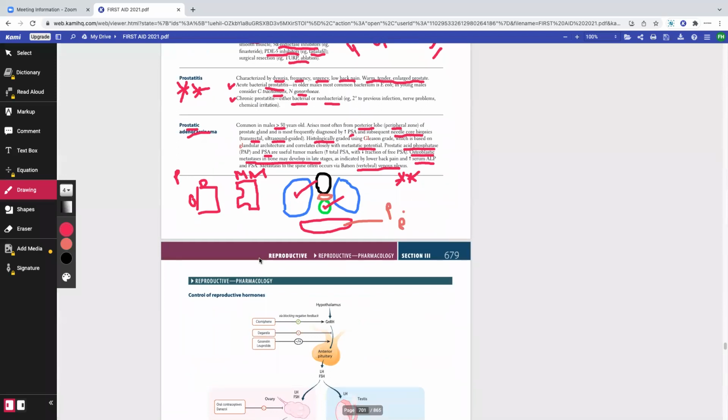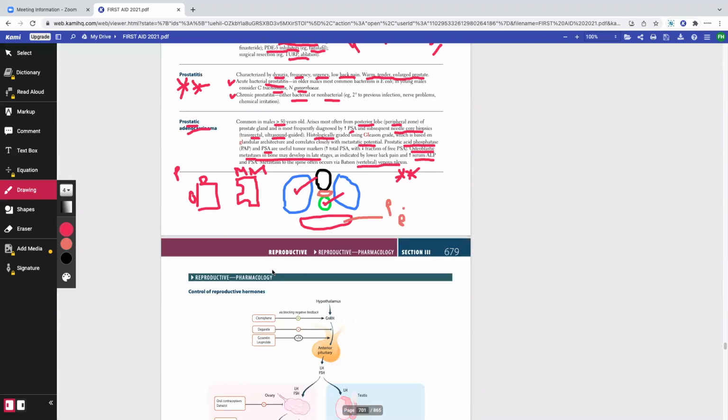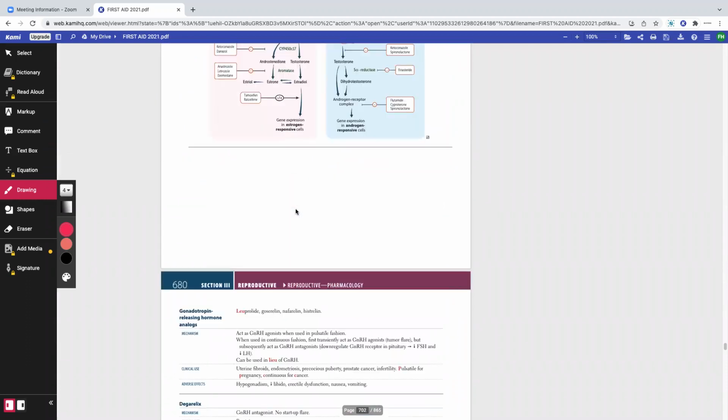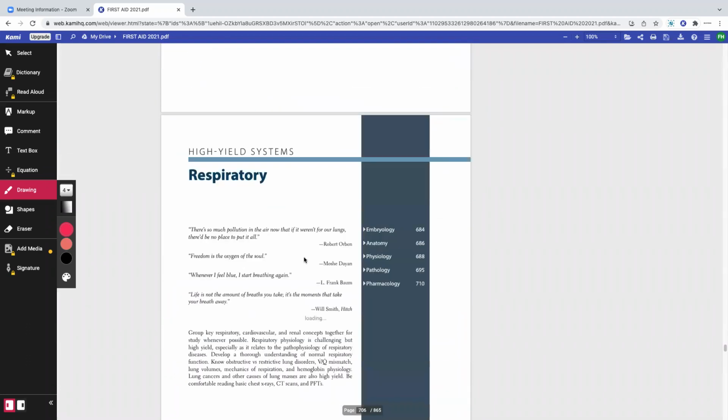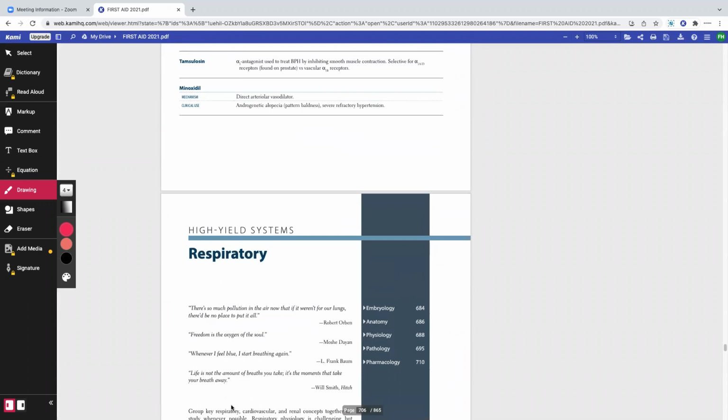Okay, so I'm going to give you exactly 2 minutes to read this page. Then I'm going to move on to reproductive pharmacology. Okay, so 2 minutes on the clock. Let's do this.